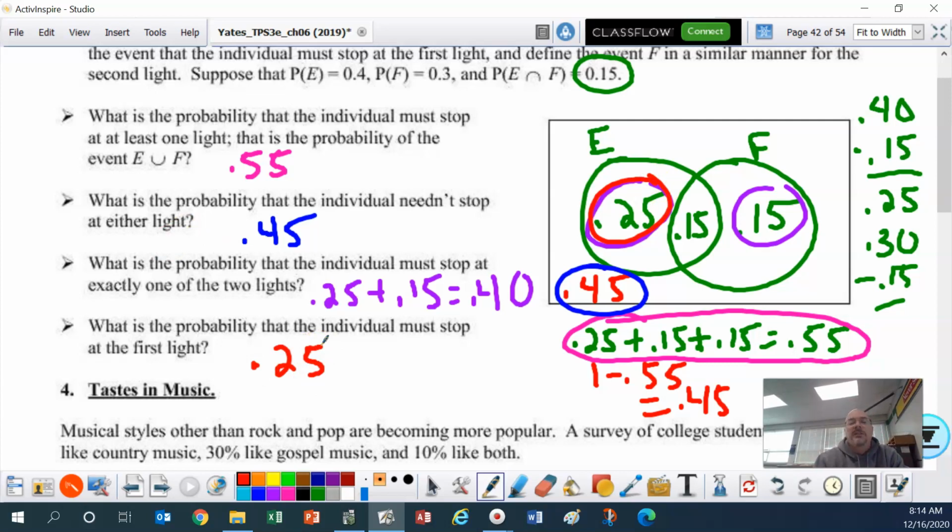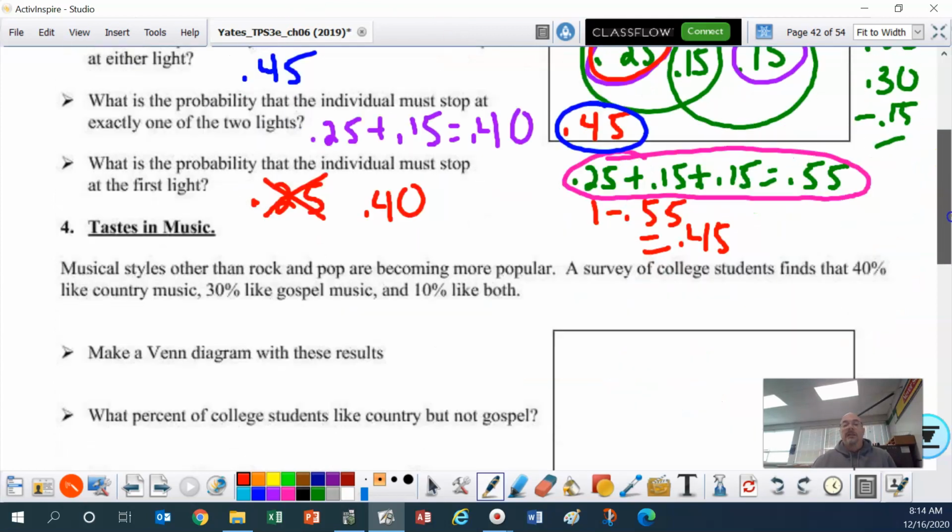Well, actually, let's think about this. What's the probability the individual must stop at the first light? Nope, I'm gonna change my mind on that one, folks. That would have to be the 0.40, because that's what it says right here. The probability of stopping at the first light is 0.40. Okay? It doesn't say otherwise, so you have to include the 0.15 with that. All right, let's keep rolling.